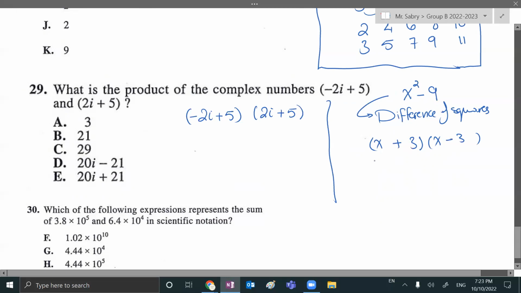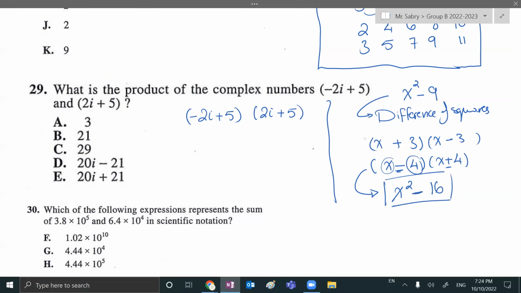Now I want you to think about it the other way around, which means if I have any two brackets with the same exact terms, yet one of them is added and the other one is subtracted, I can return them back to their original form by just squaring the first one and squaring the second one, and it's always minus in between. Does this make sense? So I can move from x squared minus 9 to the brackets, and the other way around, I can move from the brackets to x squared minus 9. Is this okay?